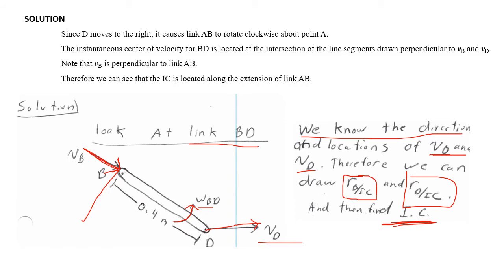So I just wrote up a little summary here explaining exactly what I just showed in the diagram. Since D moves to the right, it causes link AB to rotate counterclockwise about point A. The instantaneous center of zero velocity for BD is located at the intersection of the line segments drawn perpendicular to VB and VD. We also want to note that VB is perpendicular to link AB.